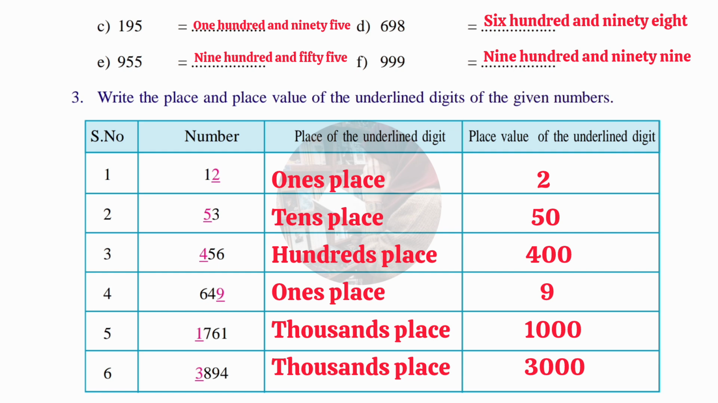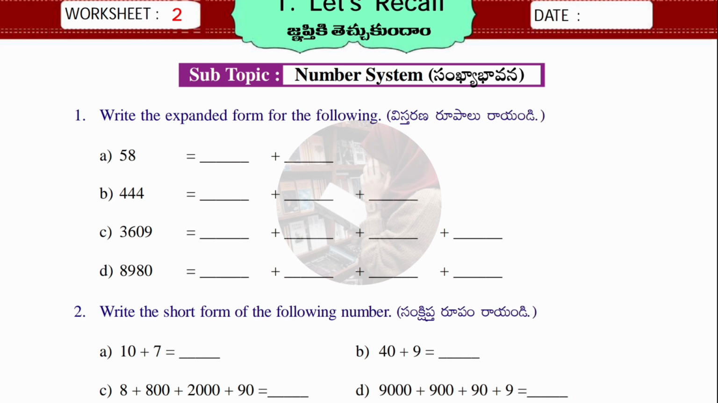Now we'll move to the next worksheet, that is worksheet number 2. Here the subtopic is number system. Okay, let's see first one. Write the expanded form for the following. So here some numbers are given. What we have to do, we have to expand it and write it down.